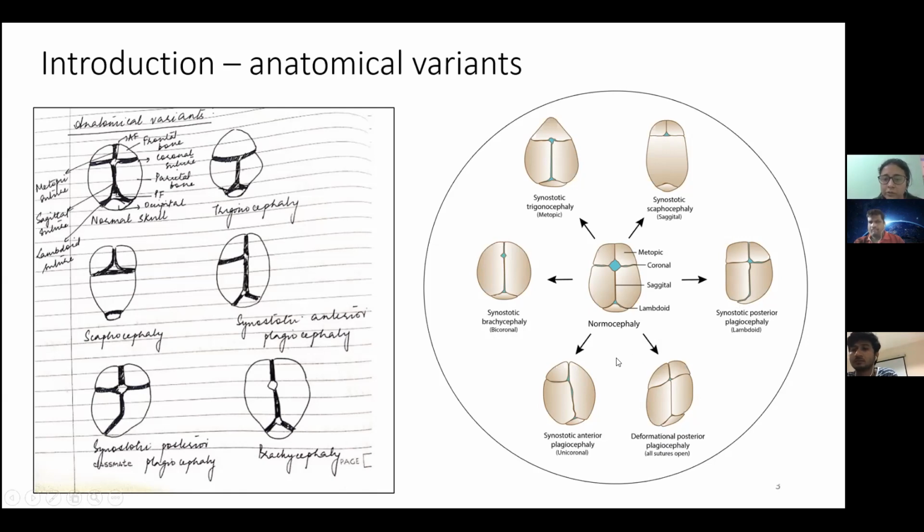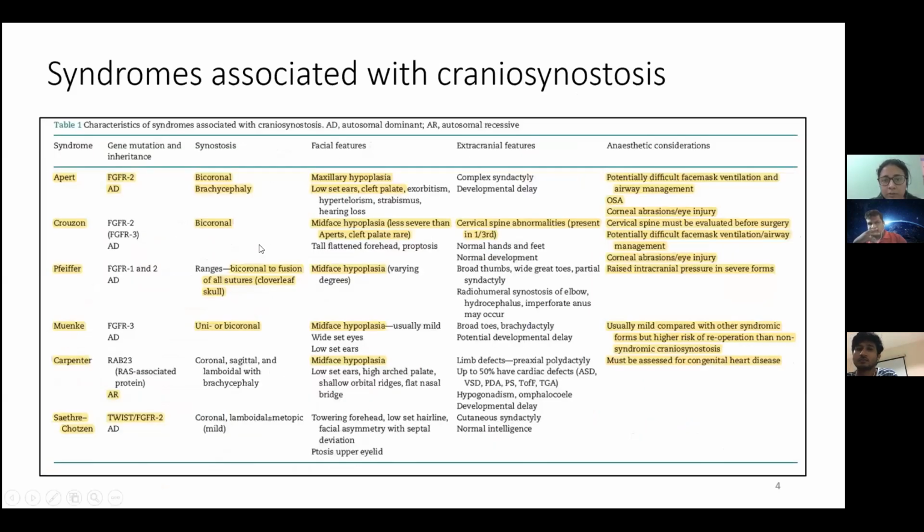Now, in isolated craniosynostosis, generally only one suture is involved, whereas in syndromic craniosynostosis, more often than not, multiple sutures are involved. So coming to the syndromes which are associated with craniosynostosis, most of them are because of mutations in the FGFR genes. The commonest syndrome associated with craniosynostosis is Muenke syndrome, which is due to a mutation in FGFR3, and inheritance is autosomal dominant. Muenke syndrome accounts for about 30% of cases of syndromic craniosynostosis.